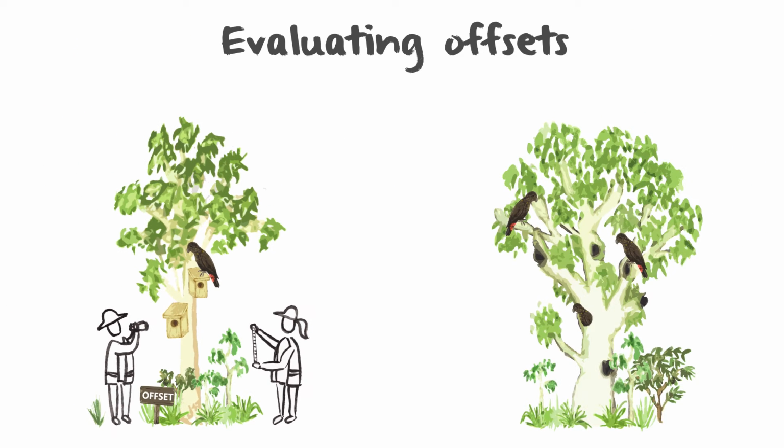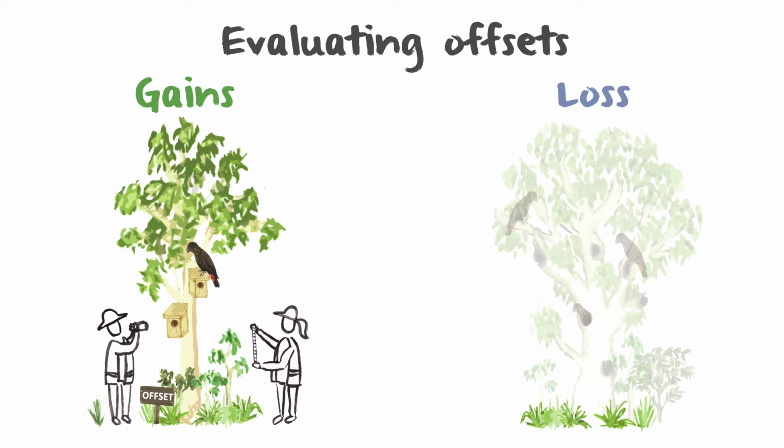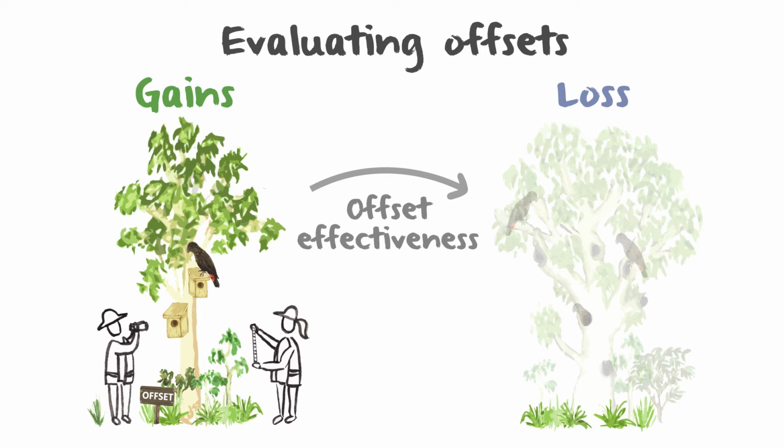Evaluating an offset involves comparing the gains resulting from the offset action with the losses resulting from the development that triggered the offset. In this video, we first discuss the monitoring of offsets, and then consider how to use data from monitoring to evaluate the effectiveness of offsets at multiple scales.